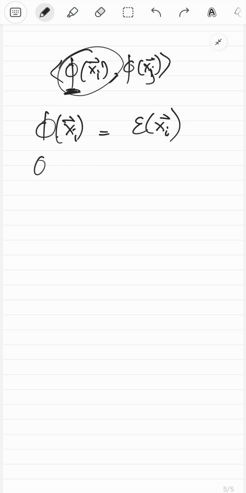Okay. And your phi of xj would similarly just be this thing. There's also a 0 ket over there. It's just this thing.